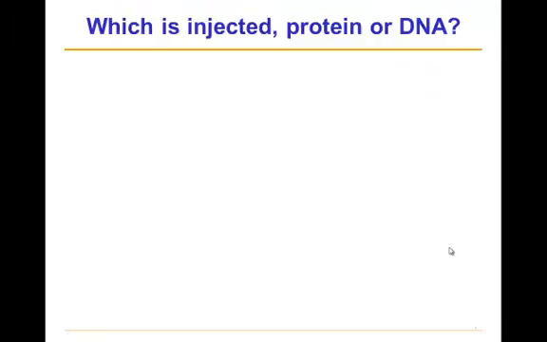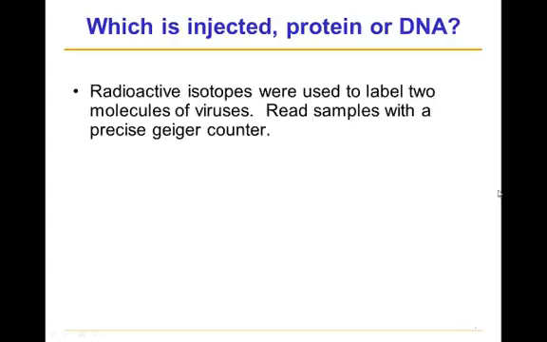So really the reason that they wanted to use bacteriophages, these viruses, was because they figured whichever was injected, if it was protein or DNA, was what allowed viruses to take over the cell. And so that's why they were trying to figure this out. Now, how are they going to figure out which chemical is injected? Well, they need a second part to their experimental setup, and they used radioisotopes, or isotopes that are radioactive.